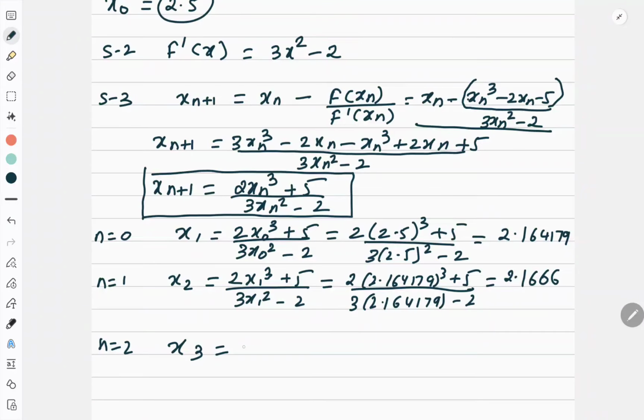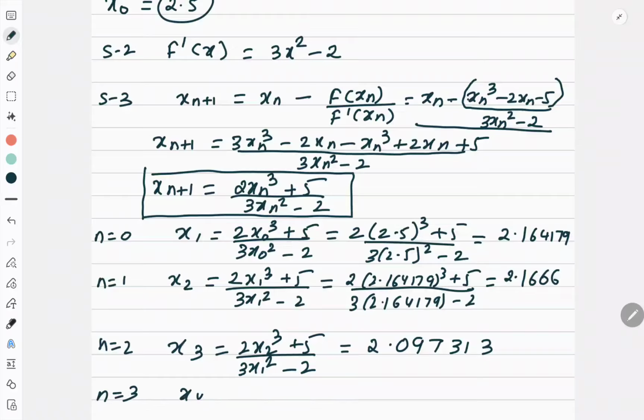So x3 is equal to 2x2 cube plus 5, 3x2 square minus 2. You should pause the video and you should solve and check whether you are getting correct or not. Right? So you will get 2.097313. Then put n is equal to 3. You got x4 is equal to 2x3 cube plus 5, 3x3 square minus 2, and this will be equal to 2.09455.